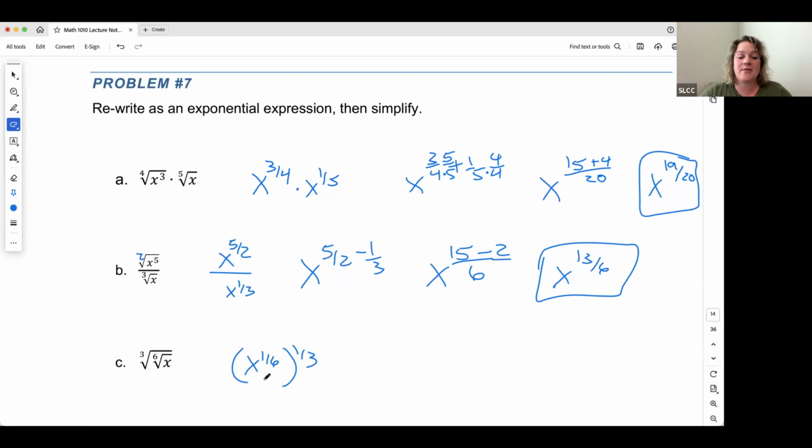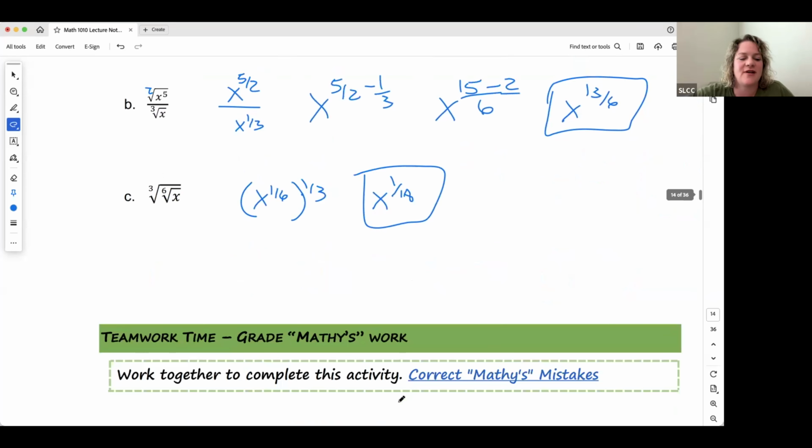I only see one base. So here I saw two bases in part A, and that's why I add the exponents. But if I only see one base, she's powerful. Power to a power, so I multiply. So this becomes x to the 1/6 times 1/3, so 1 over 18. And you're done. Let's look at a problem from a previous final.